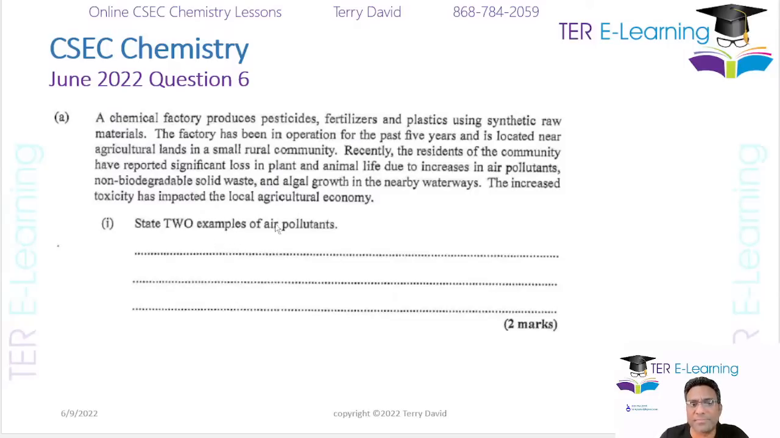Now if you notice, they said plastics. So if you have plastics there, we could potentially have air pollutants, CFCs could be one. You can have SO2, yeah. They said they're producing pesticides and fertilizers, so you can have NO2. All of these things can be produced here, but they want 2 examples of air pollutants.